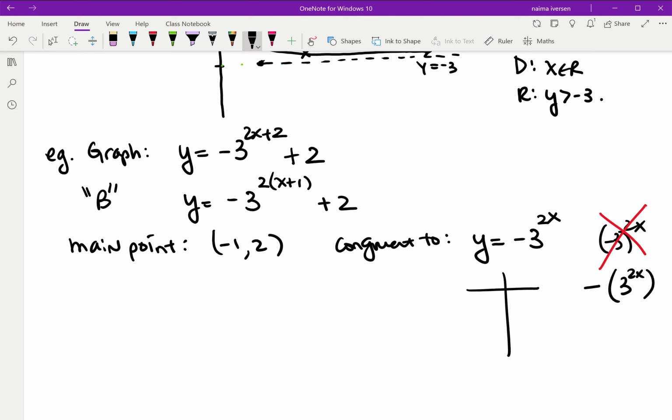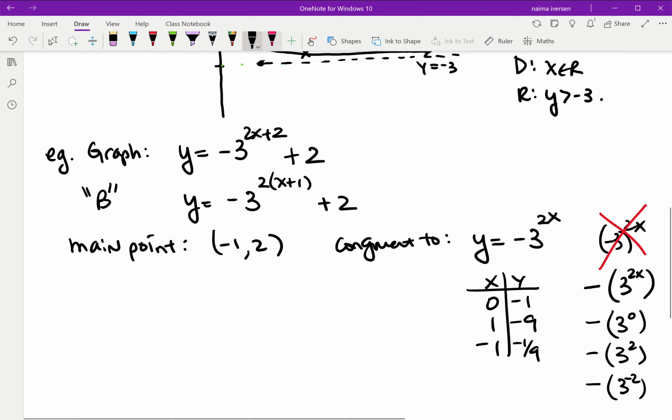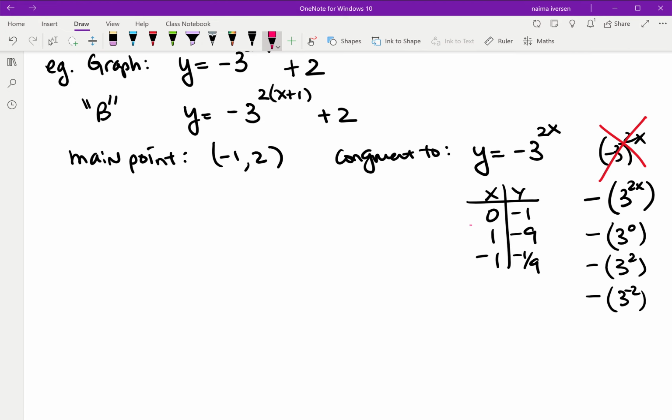So that when I do my table of values, in which case I'm going to use 0, 1, and -1 again, because I can plug them in pretty easily. When I plug in 0, I'm going to get negative bracket 3 to the 0, which is -1. When I plug in 1, I'm going to get negative bracket 3 to the 2, which is -9. And when I plug in a -1, I get negative bracket 3 to the -2, which is going to be -1/9.